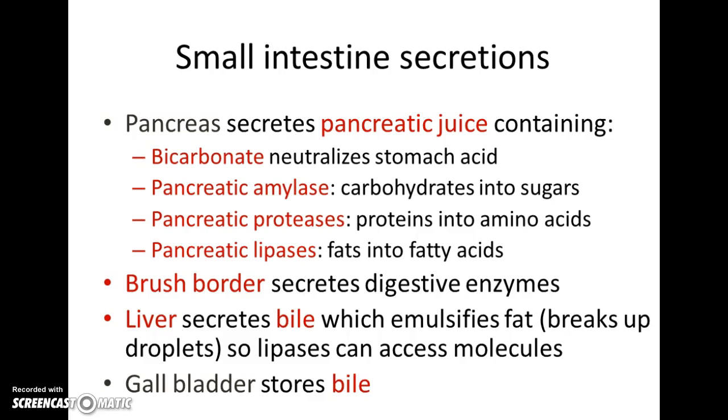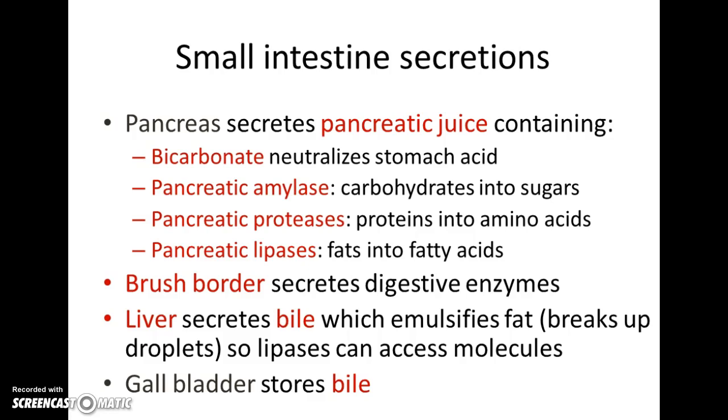Then we have pancreatic proteases that change the proteins into amino acids, and pancreatic lipases that turn fats into fatty acids. The brush border is what the villi and microvilli, that whole intestinal lining, is called, and that will secrete some digestive enzymes as well.